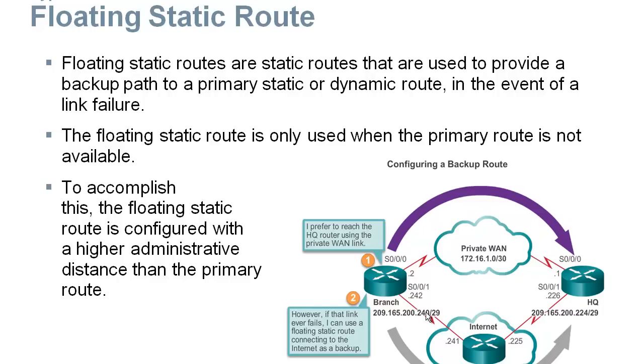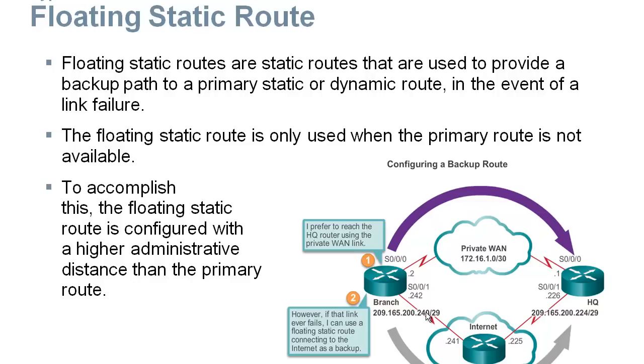Now what a floating static route is, it's a static route where you change the administrative distance. Remember, by default, all static routes have an administrative distance of 1. Remember, connected is 0, static routes are 1, EIGRP is 90, OSPF is 110, and then RIP is 120. So what you do is you put the normal static route in, followed by a new administrative distance number, and that way it doesn't always take precedence over EIGRP or something like that.